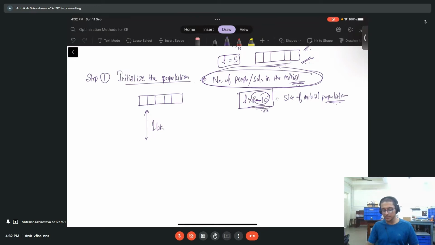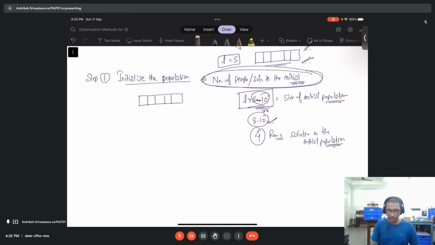Typically, what sir has also mentioned in the class, or maybe will mention next week, is that the number of rows should be around 8 to 10 times the number of columns. Some paper might have had this particular ratio. But for my example, I cannot do 8 and all. So let me stick with, let's say, 4 rows or 4 solutions in the initial population. Okay, so let me stick with 4, and now let's initialize these 4.